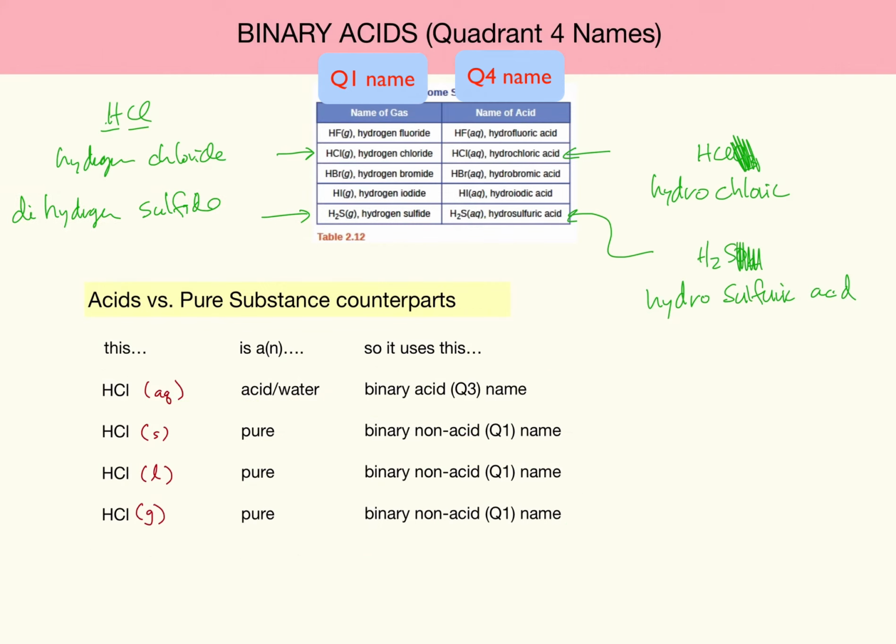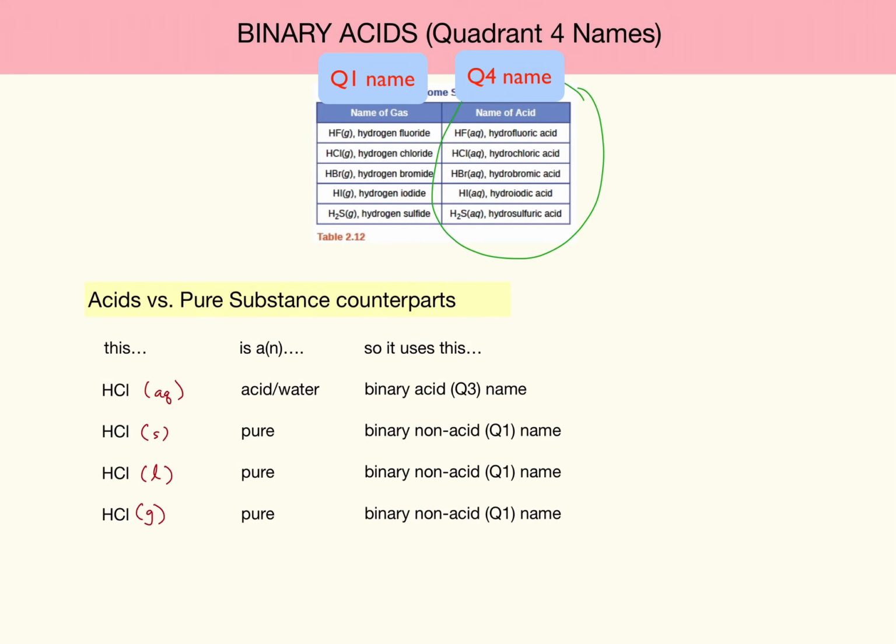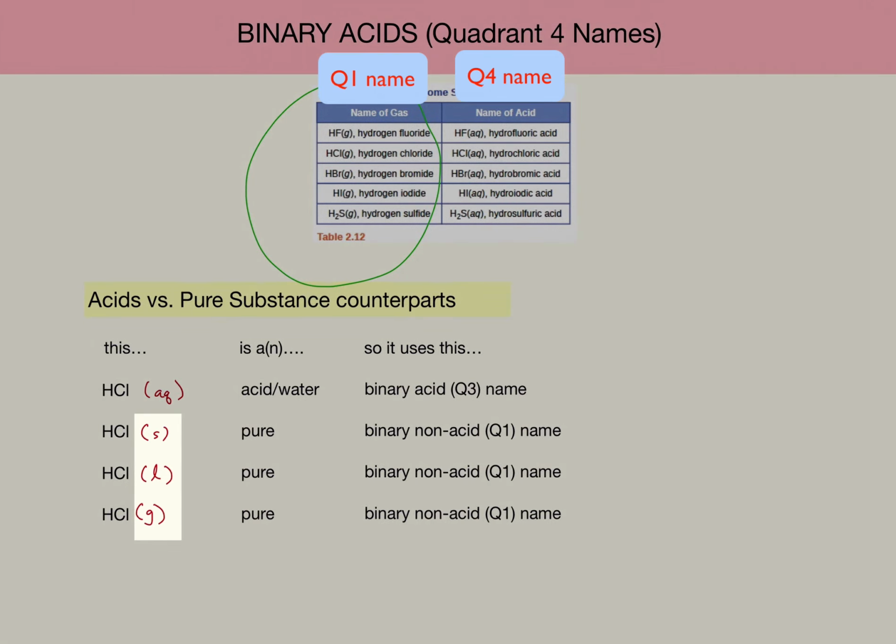And you might ask, well, what if I'm not told if it's aqueous or a solid or a liquid or a gas? What if I'm just given HCl? And the answer is either one of those two answers is correct. You're allowed to assume it's an aqueous solution, or you're allowed to assume it's a pure substance. So for binary acids, if they're aqueous solutions, if they're in water, you name them as a derivative of the quadrant 3 polyatomic acid name. And if they are pure substances, you may name them as the binary non-acid.